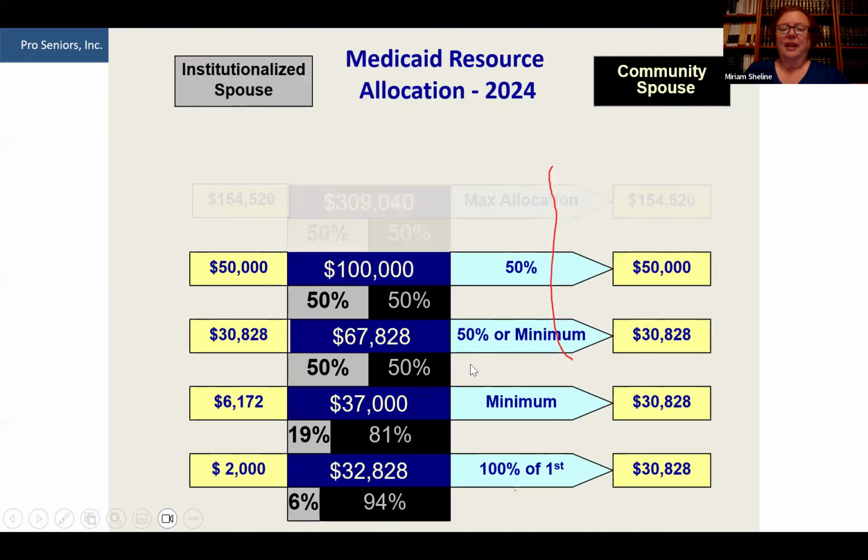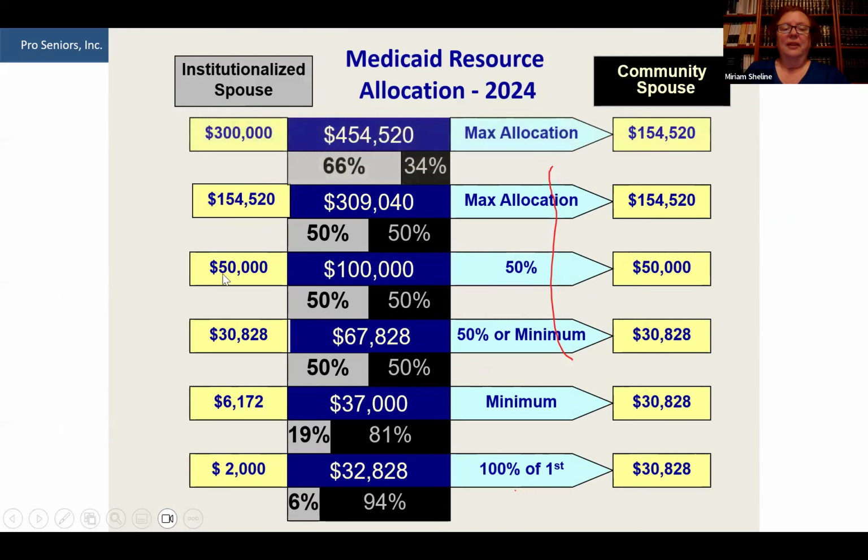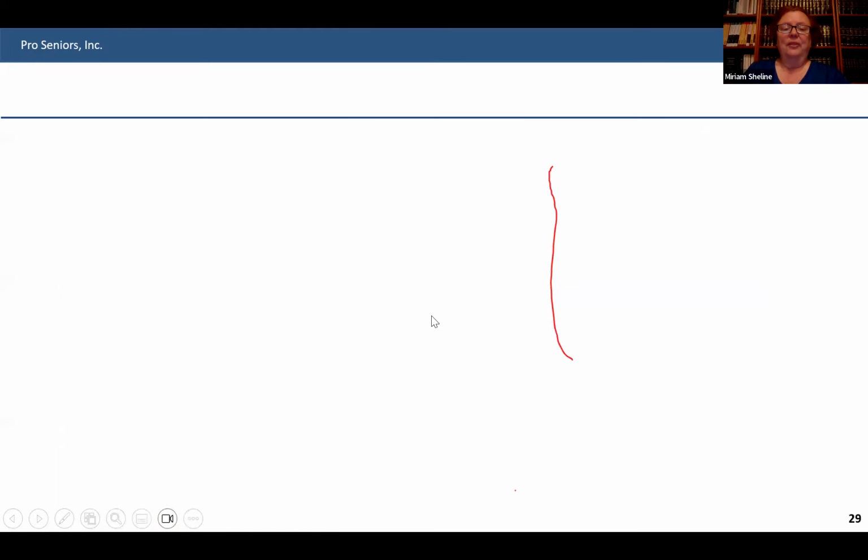And there's our chart again. Again, they are in this range now for 50,000.